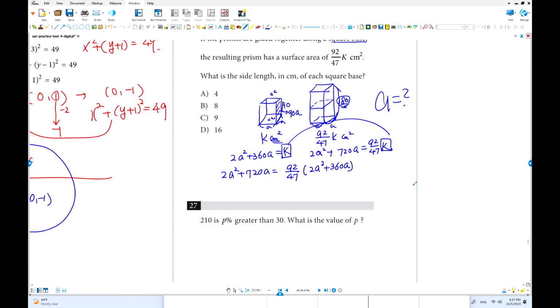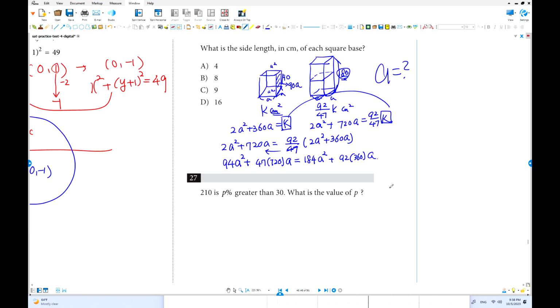Now let's find out. We'd better multiply by 47 times the 4 sides. So this is 2 times 47, which is 94, right? 94A squared plus 47 times 720A equals 92 times 2, which is 184. 184A squared, because we multiplied by 47 already, plus 92 times 360A.